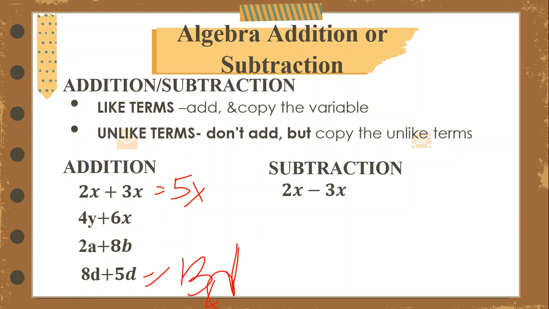And next, subtraction, same idea. 2x and 3x are like terms. So, we will subtract. 2 minus 3 is negative 1. So, this is negative x.